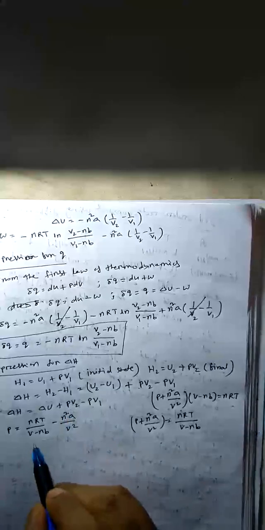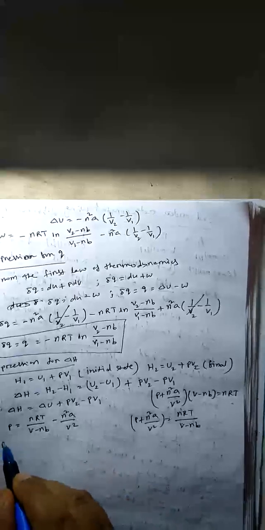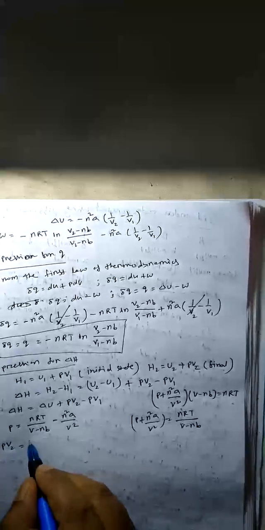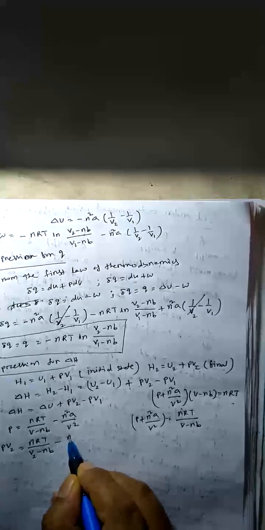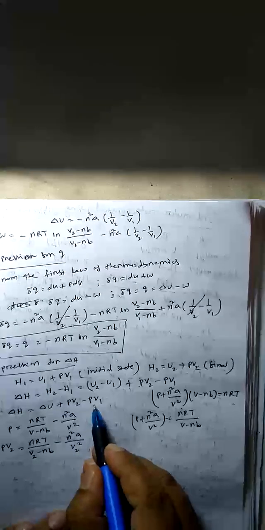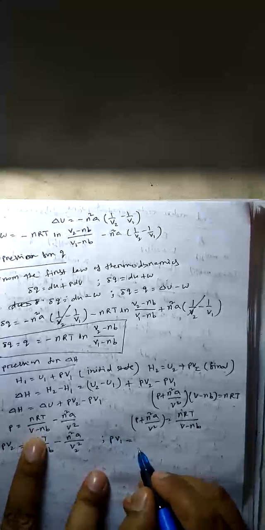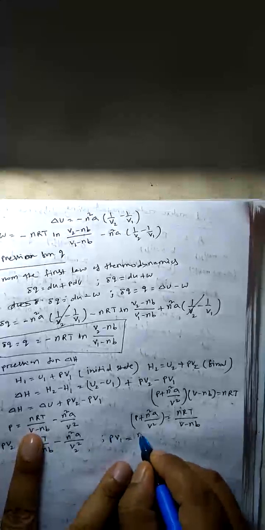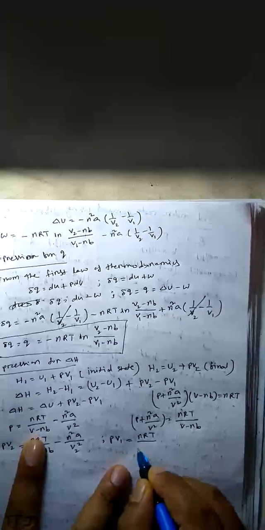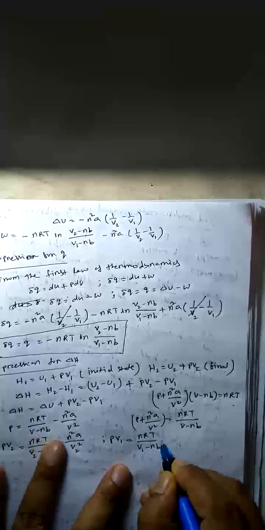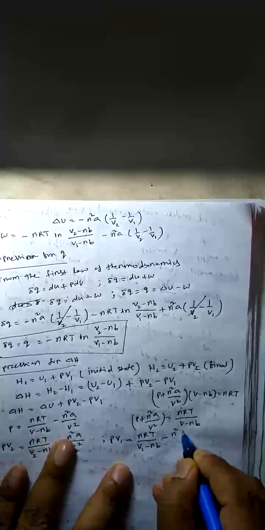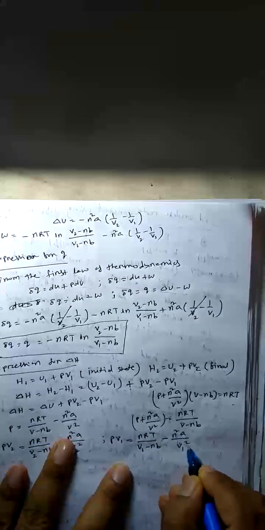So in place of V, I write V2. In case of PV2, what value will come? nRT divided by V2 minus nb, minus n square a by V2 square. Then we take PV1. PV1 is equal to, in place of V, I write V1: nRT divided by V1 minus nb, minus n square a by V1 square.